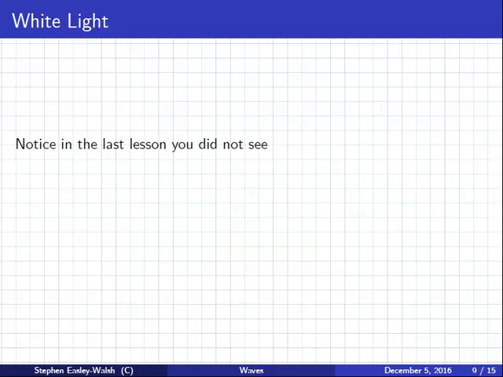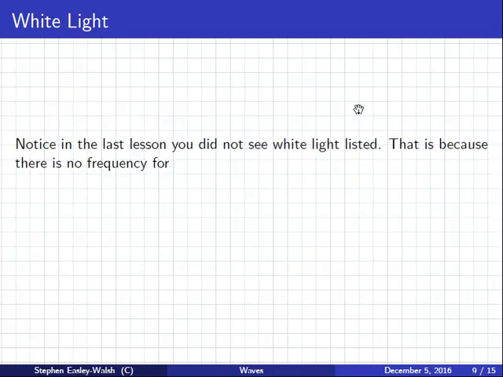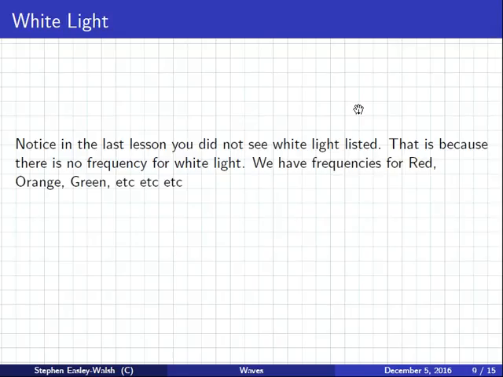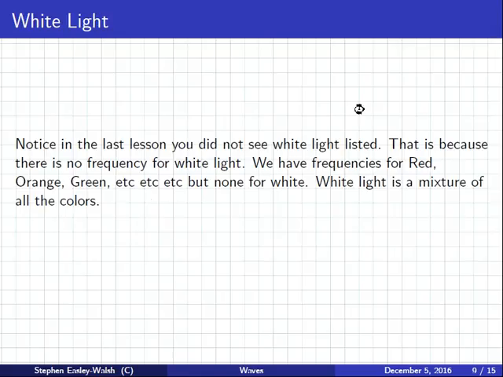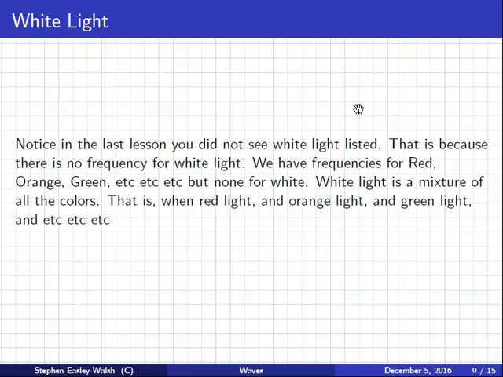So, notice in the last lesson you did not see a frequency or a wavelength for white light. That's because there is no frequency for white light. White light is actually just all the colours added together. So we have frequency for red, orange, green and so on, but none for white. That's because white is a mixture of all the colours. If you take red light, orange light, green light, etc., and you just fire them all together, the colour you get at the end is white.